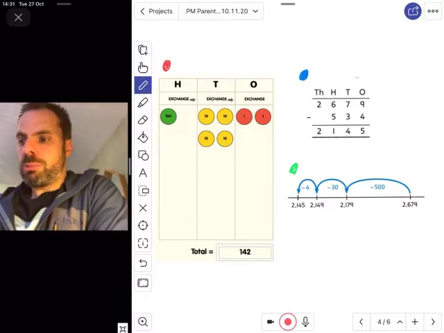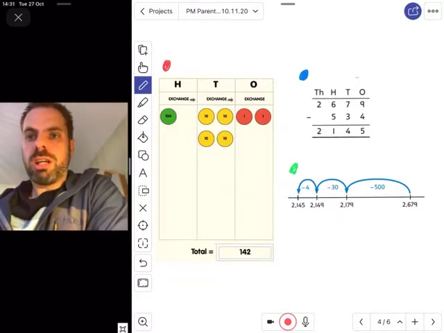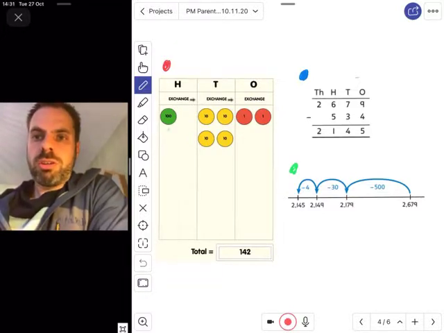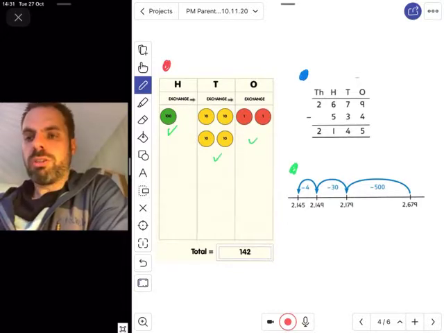So coming back to the partitioning again, you can see here that we've got one lot of hundreds, we've got 4 lots of tens, and we've got 2 lots of ones, and together that makes 142.